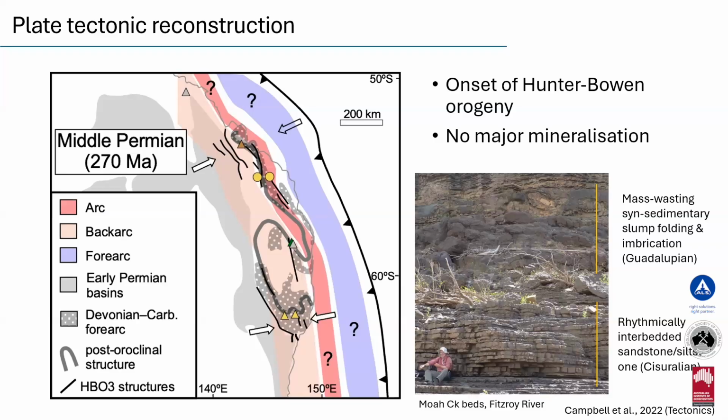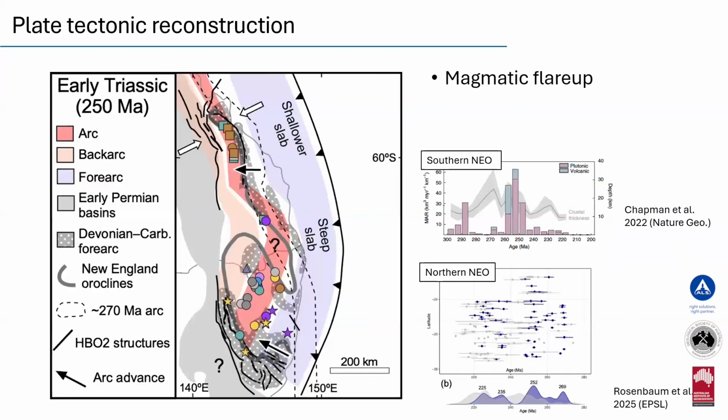And really, when a lot is happening is during the second phase of the Hunter-Bowen orogeny. This is the phase that is accompanied by a lot of magmatism, almost like a flare-up in magmatism. We can see that both in the southern New England Orogen, and also in the northern New England Orogen, a lot of magmatism concentrated around 250 million years.